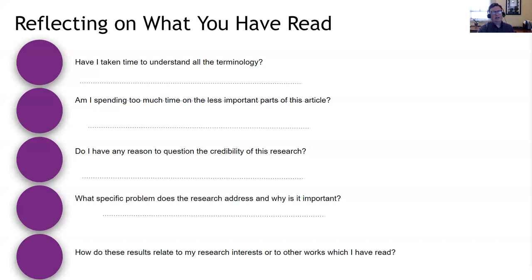And then finally, and probably the most important point, is how these results relate to my research interest or to other works which I have read. Again, you're going to read this body of literature, so you may read 10 different articles. And you're like, oh, okay, this is really interesting because it talks about this aspect. And I read these other two articles that talk about these aspects. How can I combine them?